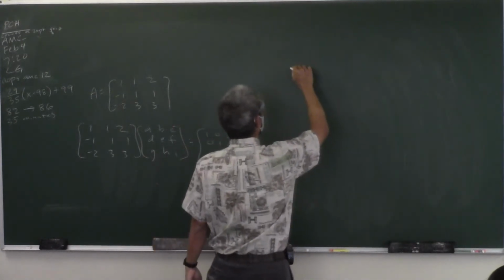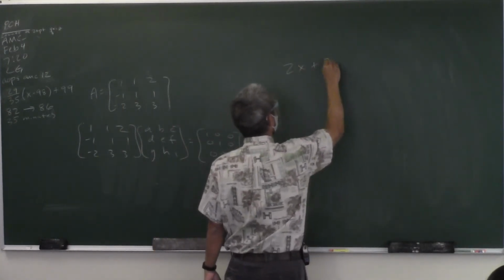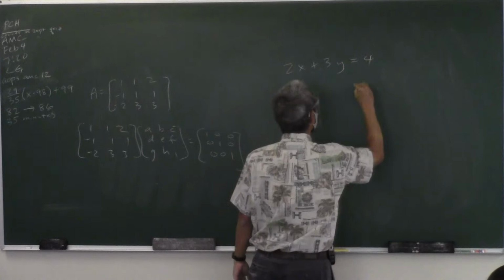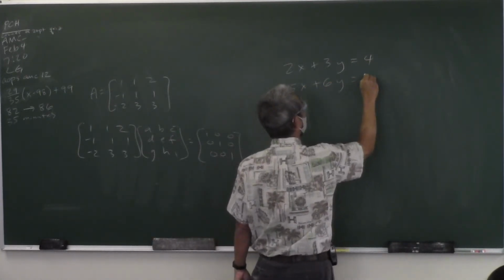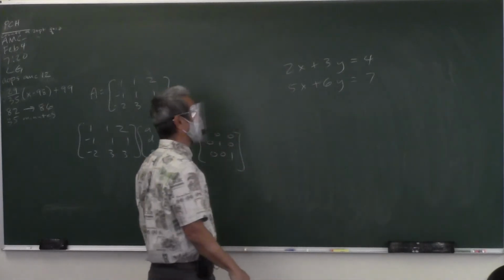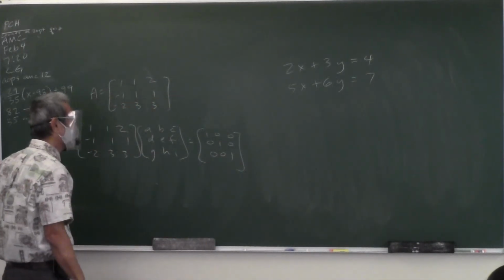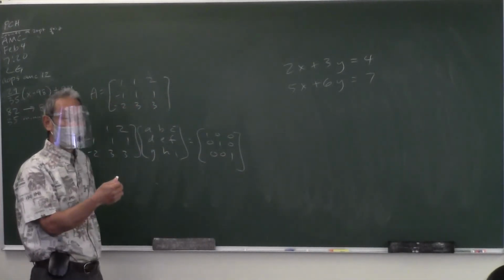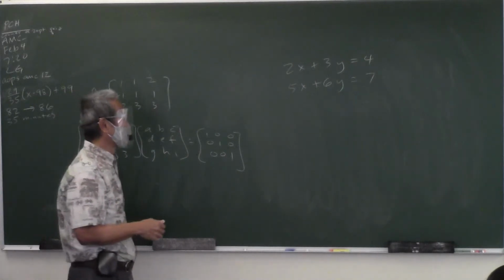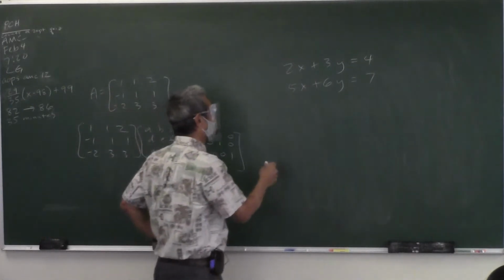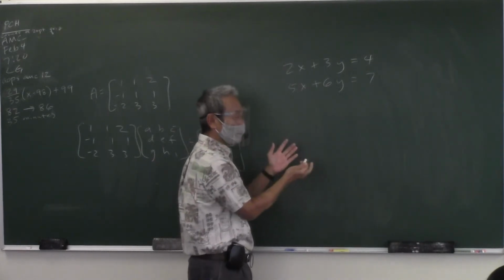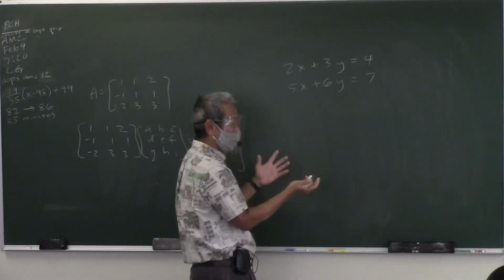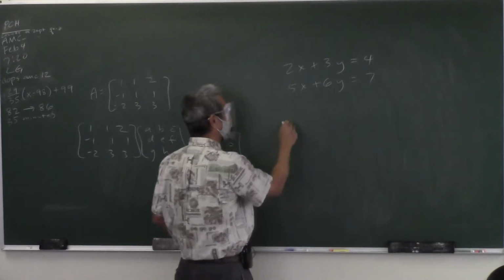So, how about 2x plus 3y equals 4, 5x plus 6y equals 7. I'm not sure how that's going to come out. I didn't put any thought in that. Okay, solve this using matrix methods. So watch what I'm going to do. Like I said, in real life, if somebody gives you this, just use algebra 1. But if you have 30 equations, 30 variables, then you do this.